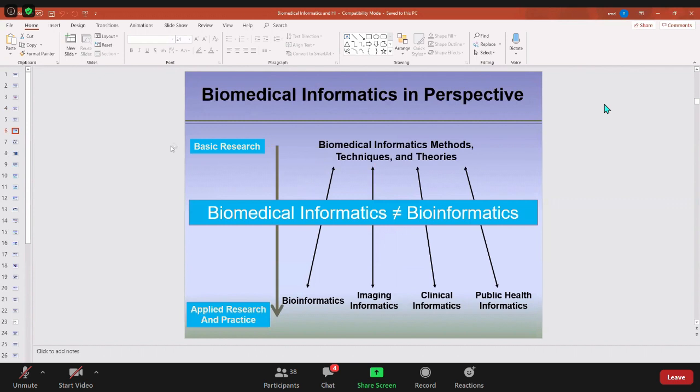So in a nutshell, of bioinformatics in perspective, you look at the transition of basic research to applied research here. So biomedical informatics serves a lot more on the component where they actually get input from bioinformatics, imaging informatics, clinical informatics, and also public health informatics. And subsequently, from the analysis of biomedical informatics methods, theories, and techniques, it then again serves back to bioinformatics, imaging informatics, clinical informatics, and public health informatics.